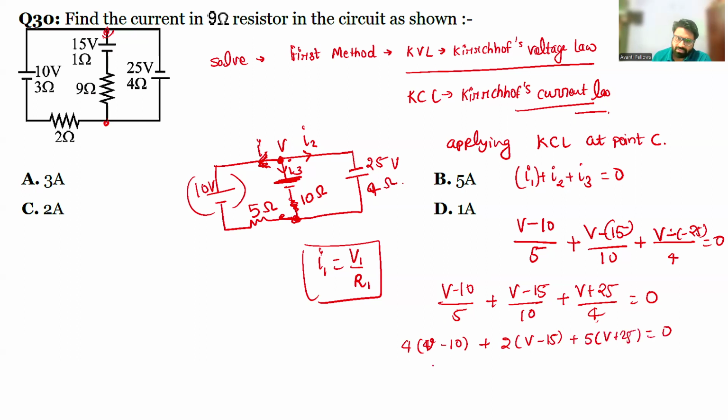So from here, if you calculate what is the potential at this point, so you can say that 4V minus 40 plus 2V minus 30 plus 5V plus 125.